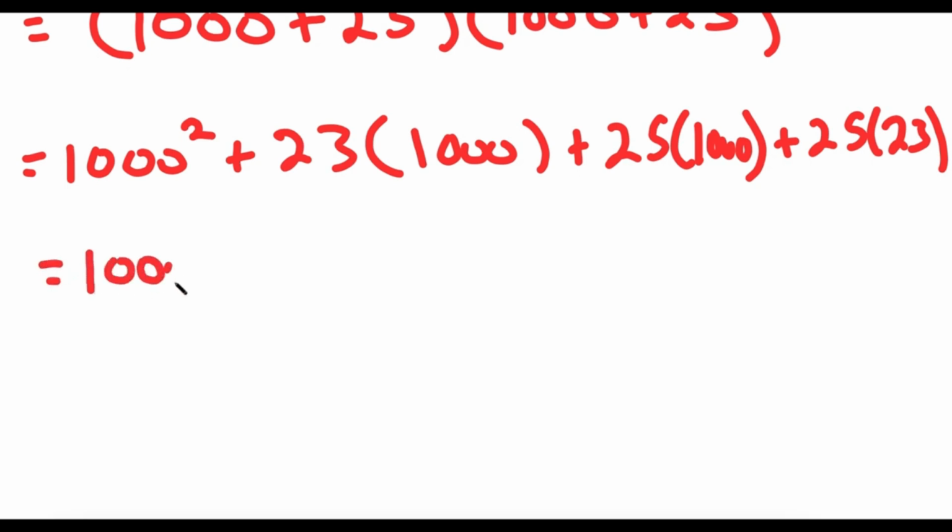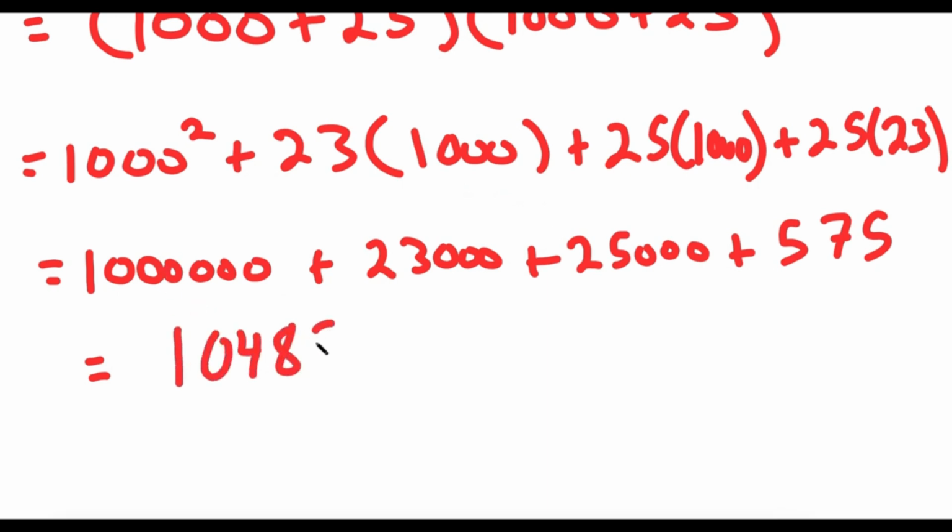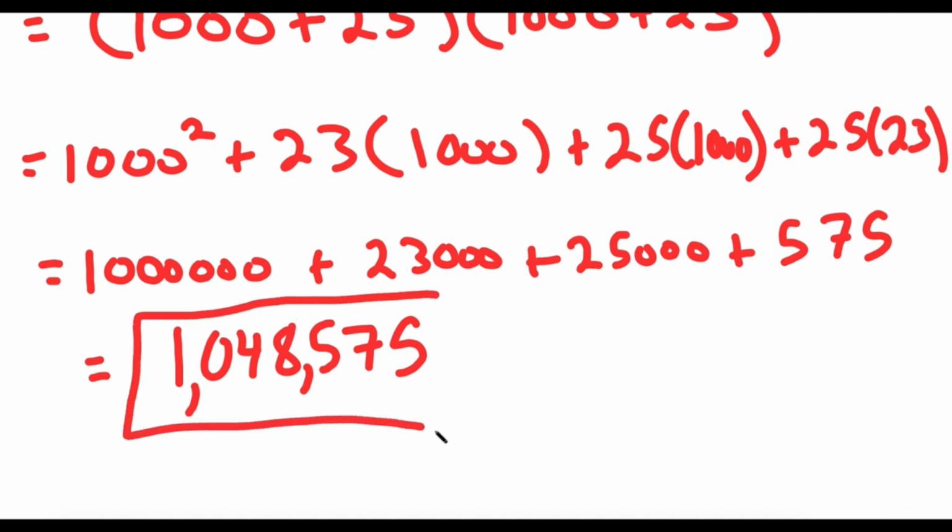Now 1000 squared is equal to 1 million, so I have 1 million plus 23,000 plus 25,000 plus 25 times 23, which is 575. So from here, 23,000 plus 25,000 is 48,000, and 48,000 plus 575 is 48,575, and that plus 1 million is 1,048,575. So this is my answer to this problem.